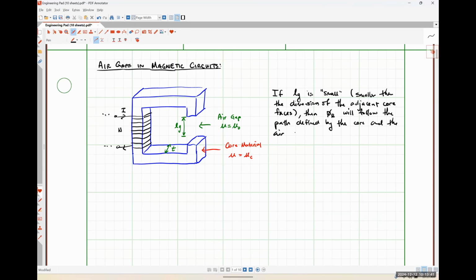And the air gap can be treated as a reluctance in series with the core material. Okay.